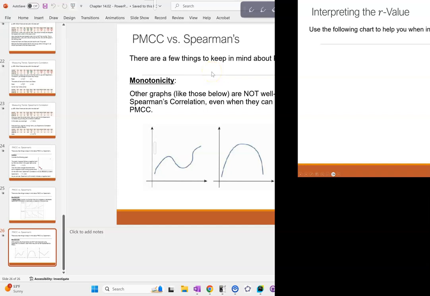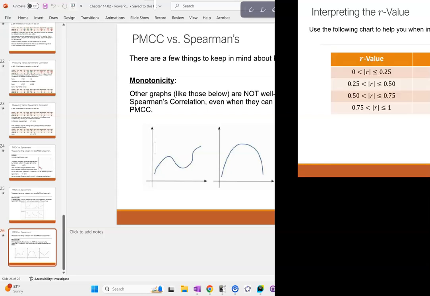So we can calculate this r value as a number. To help us interpret that number into words, we can use the following guidelines. r values between 0 and 0.25, we say is very weak. Between 0.25 and 0.5 is weak. 0.5 to 0.75, moderately strong. And 0.75 to 1, very strong.